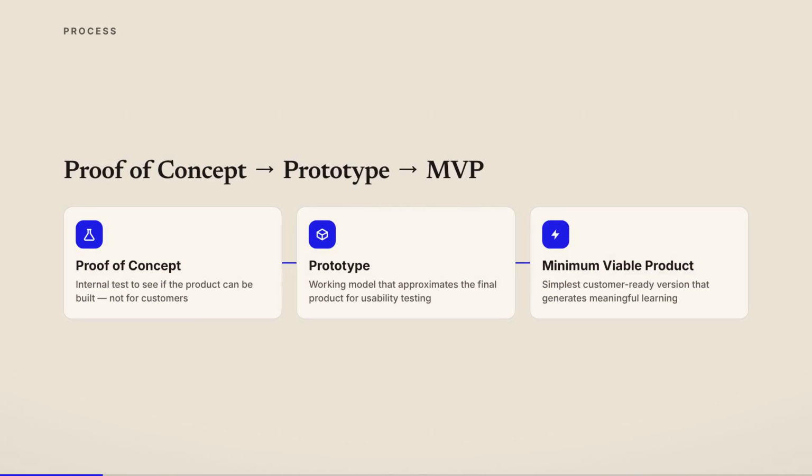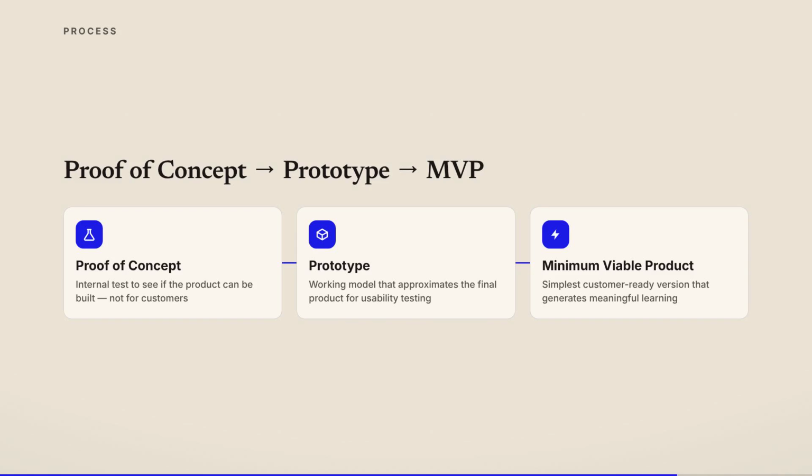This happens in 3 stages. First, proof of concept, an internal, non-user-friendly test to see if the product can actually be built. This is for the team, not for customers. Second, a prototype, a working model that approximates the final product but isn't ready for customers. Prototypes are great for usability testing and solution presentations where you show customers what you're building and watch how they interact with it. Third, the minimum viable product, the simplest possible customer-ready version.